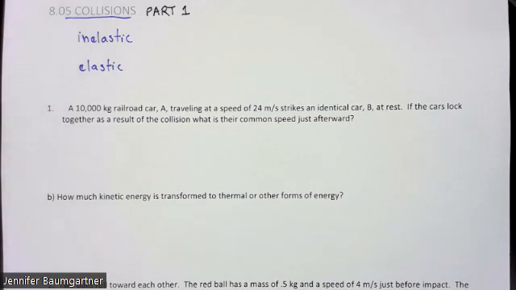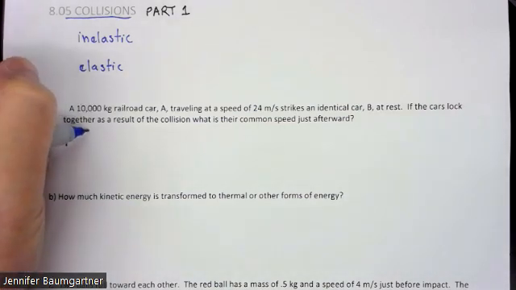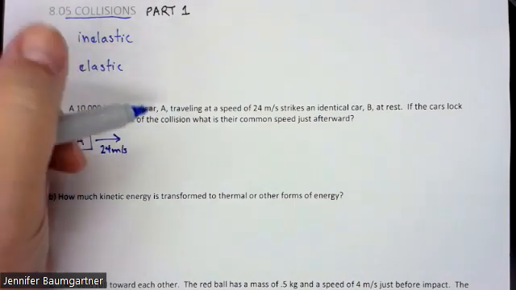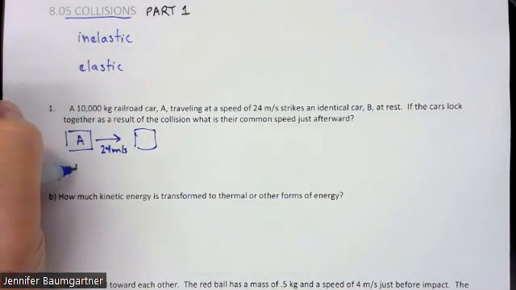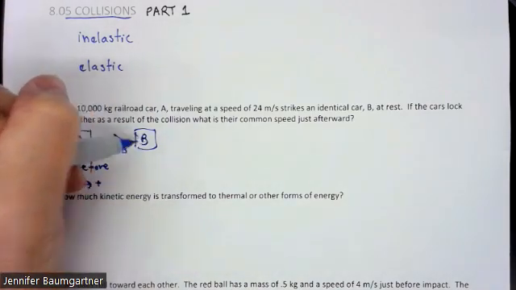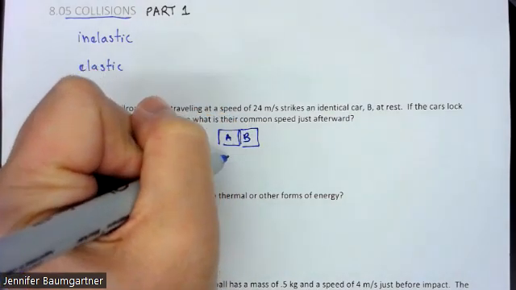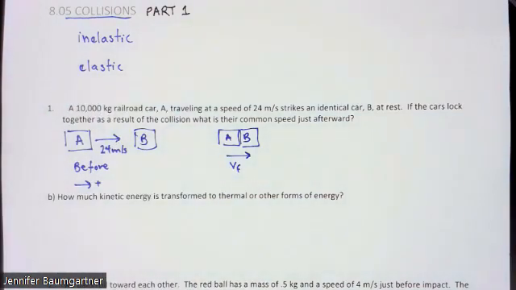All right, so the first problem, we have a 10,000 kilogram railroad car labeled A, traveling at a speed of 24 meters per second, and it strikes an identical car at rest, labeled B, so it has the same mass. If the cars lock together as a result of the collision, what is their common speed just afterwards? So here we go, we've got A, and it's traveling this way at 24 meters per second, and it's going to hit B. So this is before. Let's make this direction positive. And afterwards, we're going to have A and B locked together. And we want to know their final velocity.